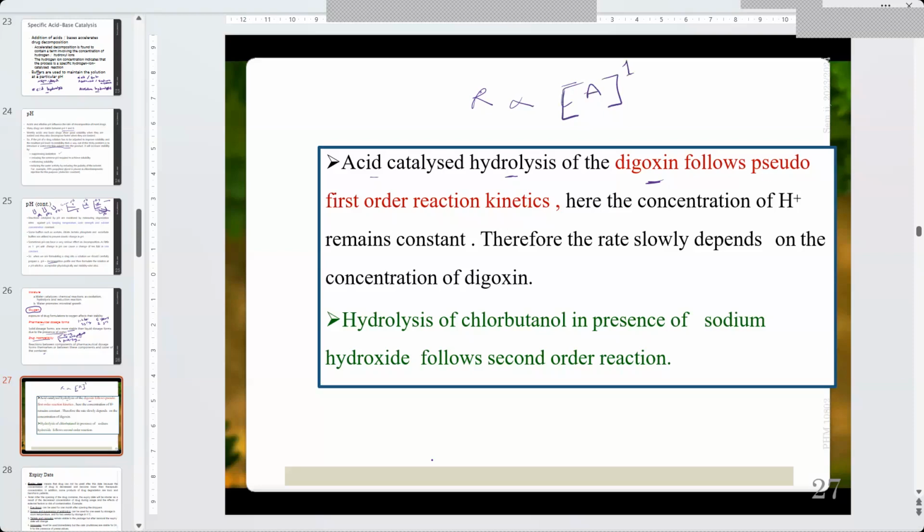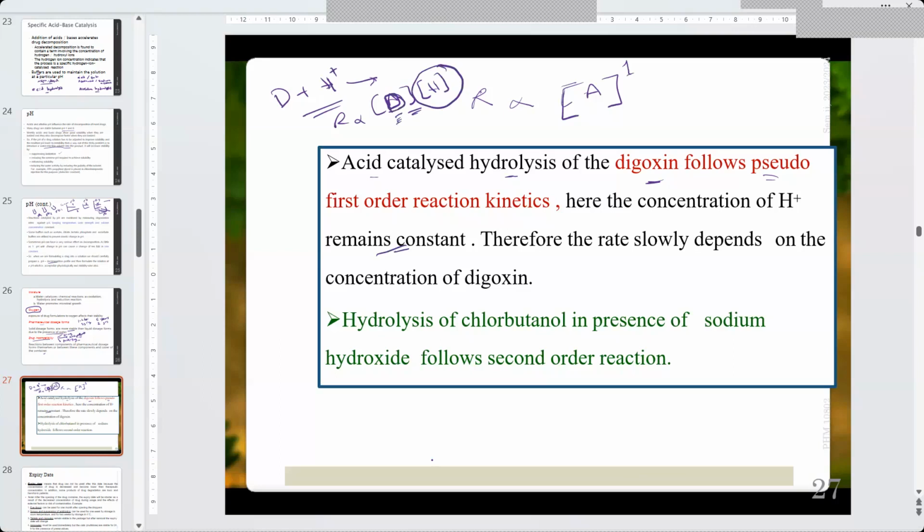However, this is pseudo. Why pseudo? Because actually there is reaction between the digoxin and acid. Okay? So in this case, the rate of reaction is supposed to be proportional to the product of the drug content and the acid content. So this is second order reaction, according to the law of mass action that we explained last time. However, the value of H is stable, remains constant. So since it remains constant, doesn't change with time, the only factor that changes with time is the amount of digoxin.